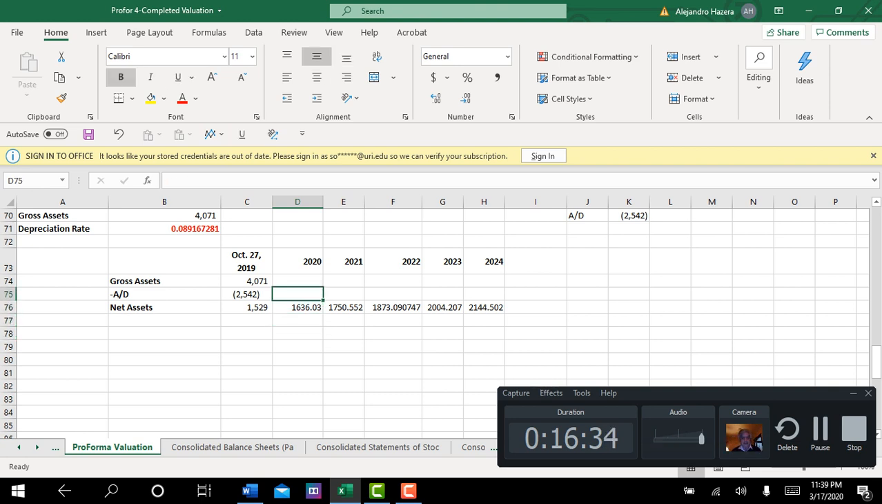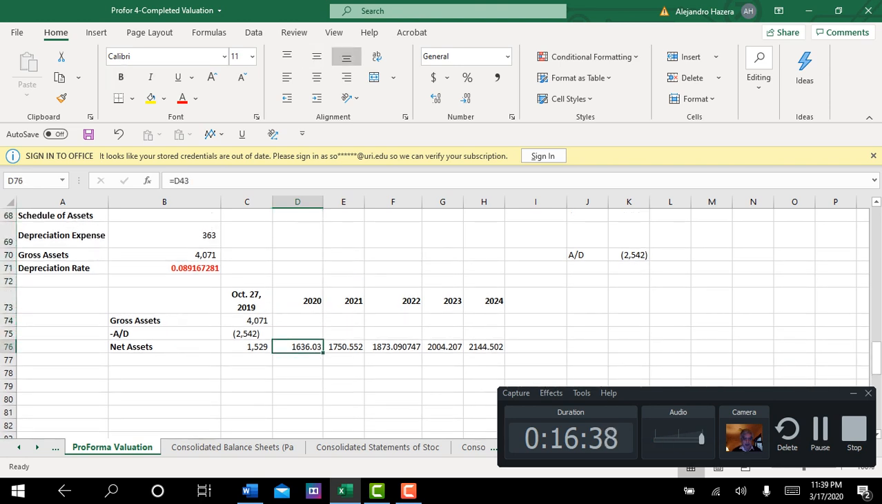Accumulated depreciation. Okay, so the accumulated depreciation for any year should be equal to last year's accumulated depreciation plus your depreciation expense for the current year. Okay, now be very careful with this formula. Let's go ahead and see what we can do here. This is going to be accumulated depreciation for the year 2020. We're going to start with the accumulated depreciation for the prior year, which is that number right there.